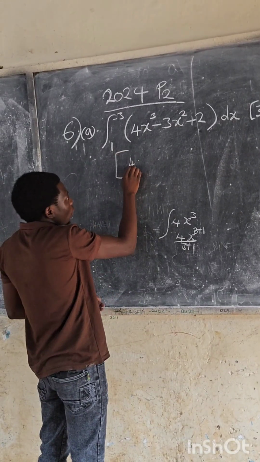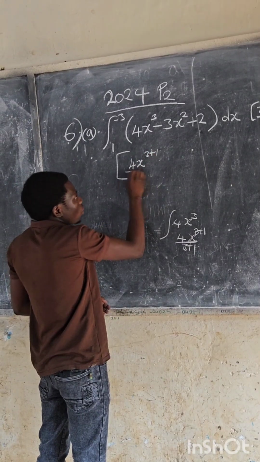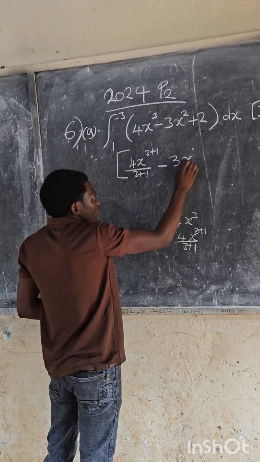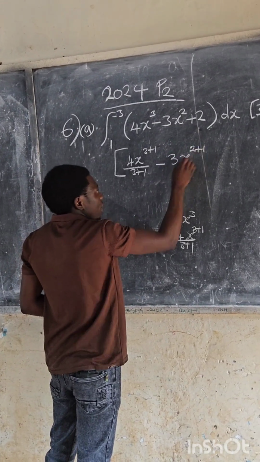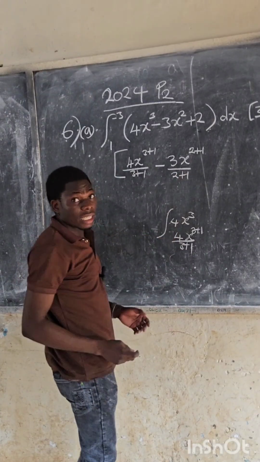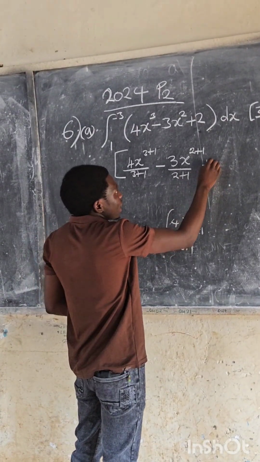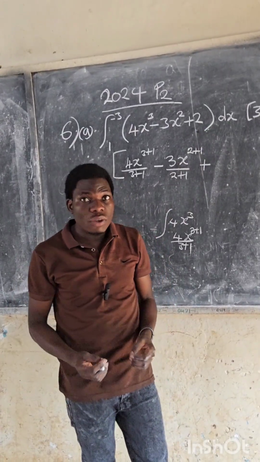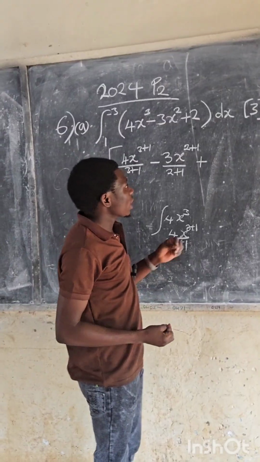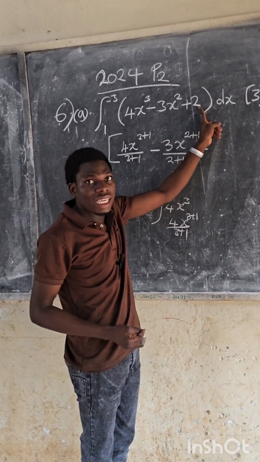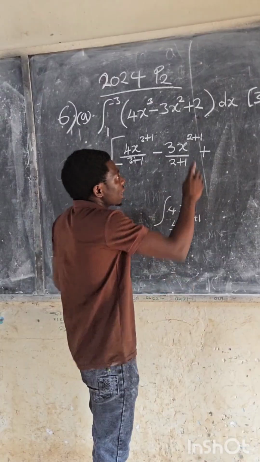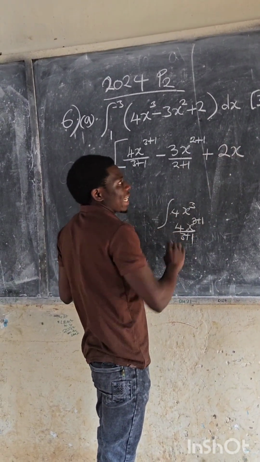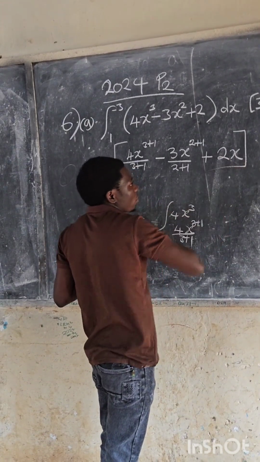So to integrate, you have 4x power 3 plus 1 over 3 plus 1. Then minus, you do the same, 3x to the power 2 plus 1 over 2 plus 1. Then you say plus, and here you are integrating a 2. Note that whenever you are integrating a constant, the answer is always that constant with the variable you are integrating with respect to. So integrating a 2, the answer is 2x. You just need to add x there, and then you close the capital bracket.